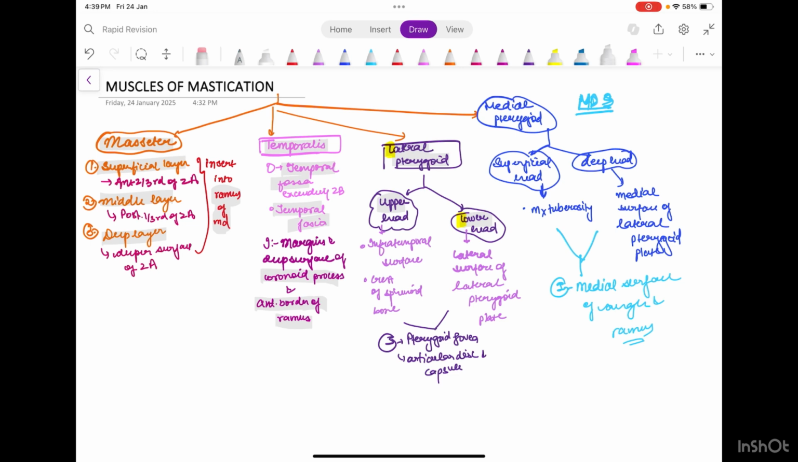Then for the first one, you should know upper is from infratemporal surface and crest of sphenoid bone. Then lower head is from the lateral surface of the lateral pterygoid plate, whereas the deep head is from the medial surface of lateral pterygoid plate. Then the insertion of lateral pterygoid is pterygoid fovea and articular disc and capsule. Whereas in medial pterygoid you have MDS, so deep and superficial. Deep is, I told you already, superficial is maxillary tuberosity, and their insertion is into the medial surface of the ramus and angle.